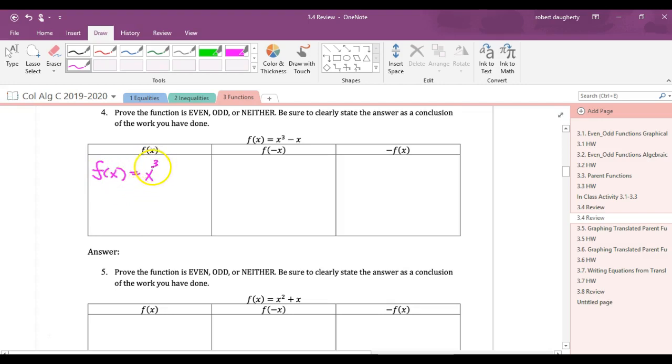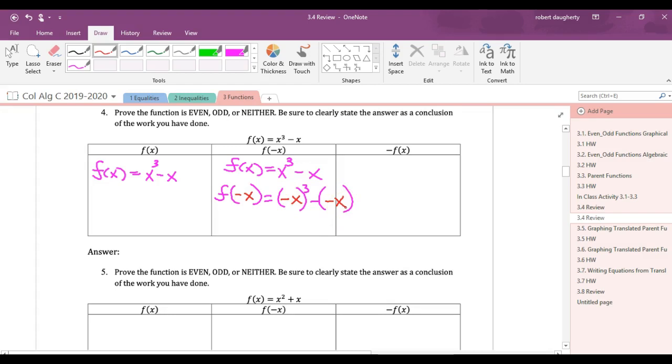F of x equals x cubed minus x. Then I'm going to write that function down again. I'm going to rewrite this. Everywhere I see an x, I'm going to put a blank parentheses. Because what I'm after next is I need to substitute in -x. And then I'm going to need to simplify this.